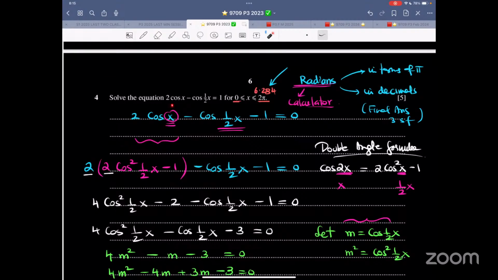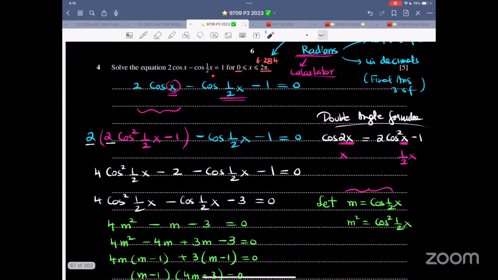Now it says solve the equation, x lying between 0 and 2 pi, in radians. Make sure the calculator is in the radian mode. It can be in terms of pi, it can be in decimals. Final answer to 3 significant figures. So now this is half x and this is x. So I converted x according to the double angle formula. Cos 2x is 2 cos square x minus 1. Cos x is equal to 2 cos square half x minus 1.